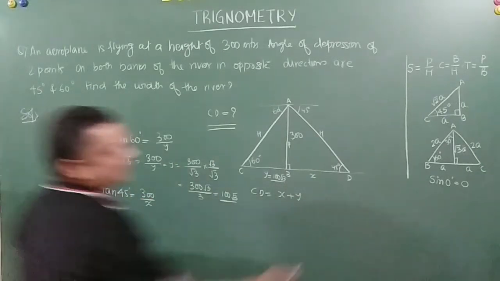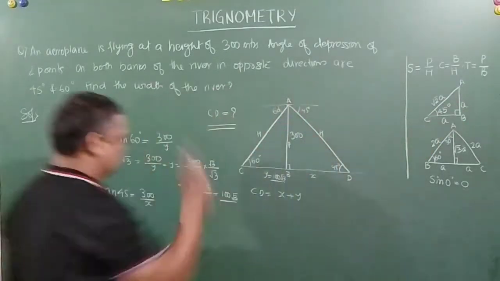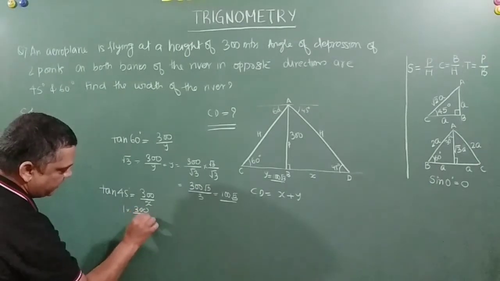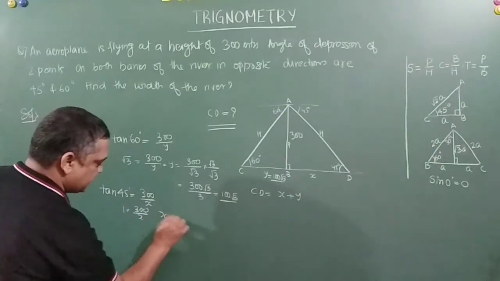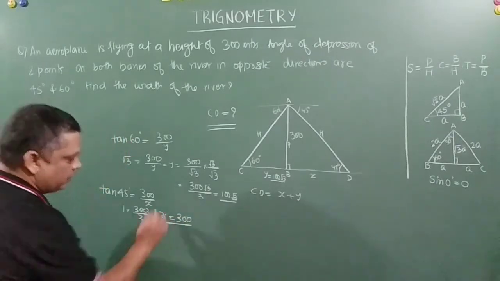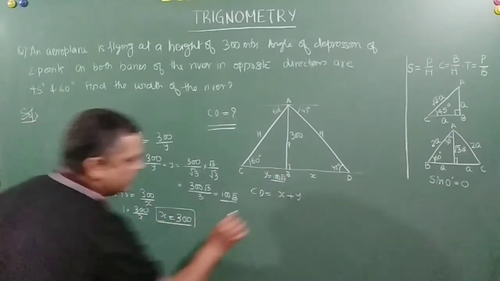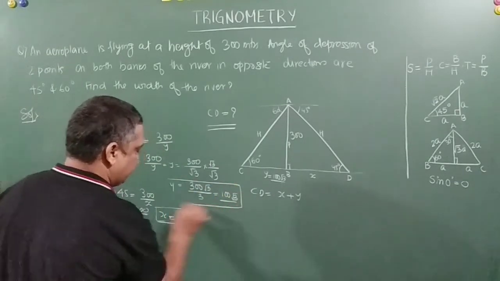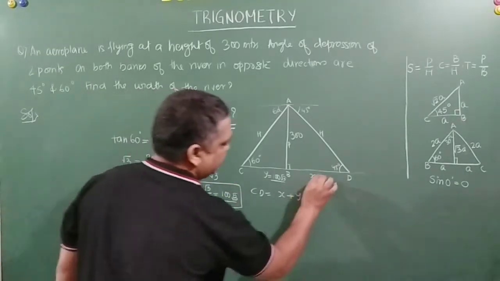But tan 45 is nothing but 1, right? So 1 is equal to 300 by x. So x is equal to 300. You are getting it? So we have got x and we have got y. Here is y, 100 root 3, and this is 300.